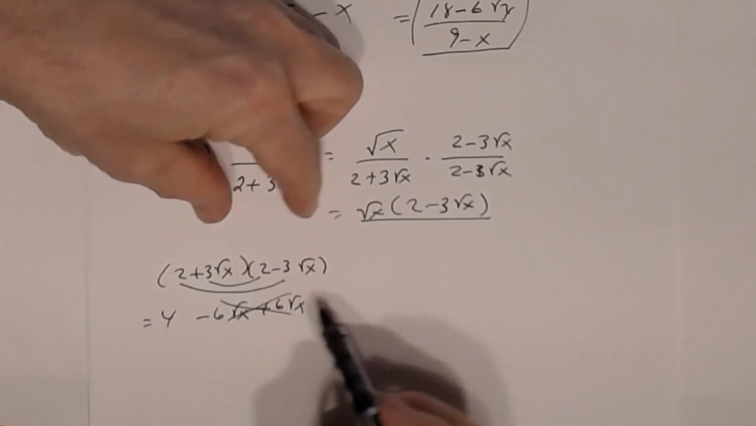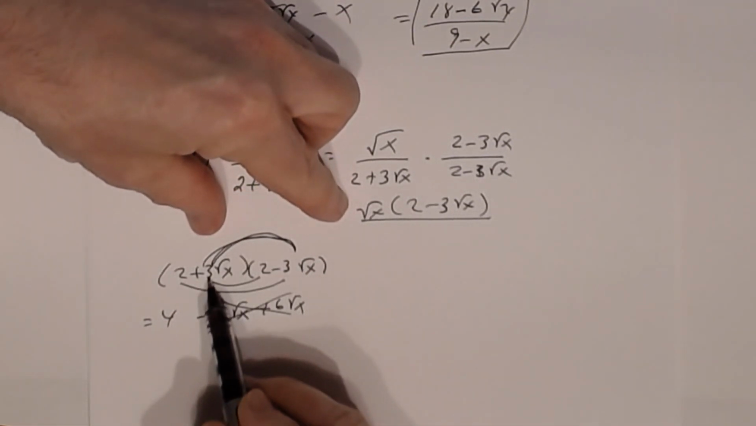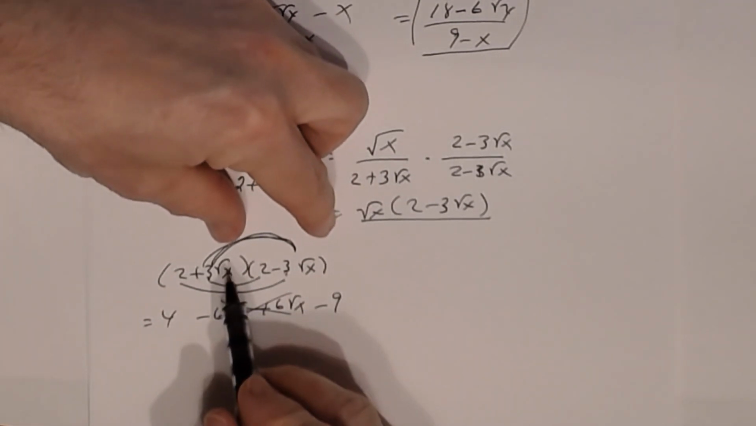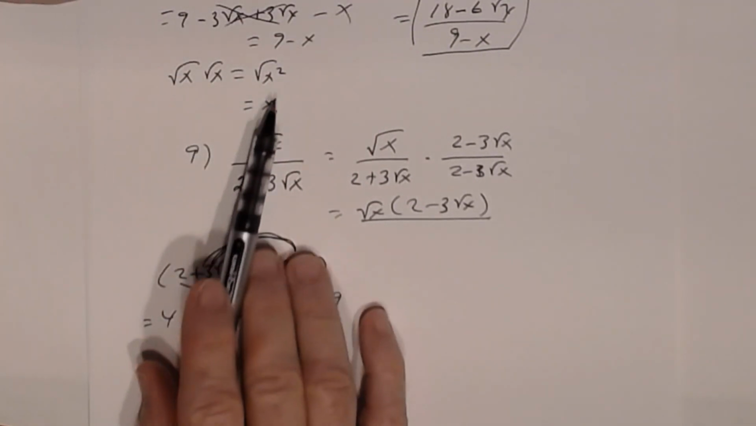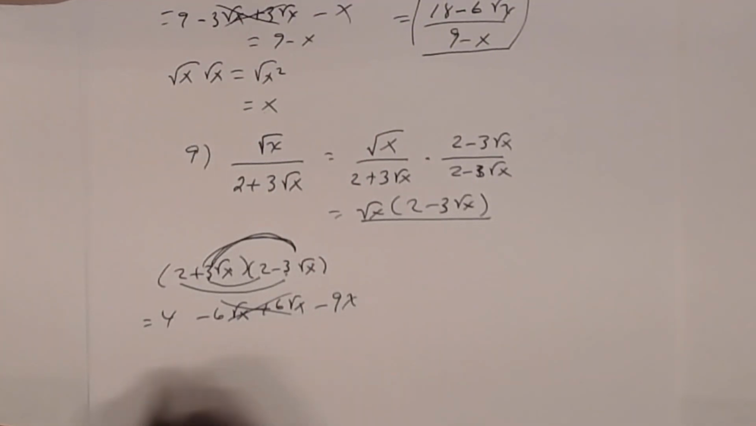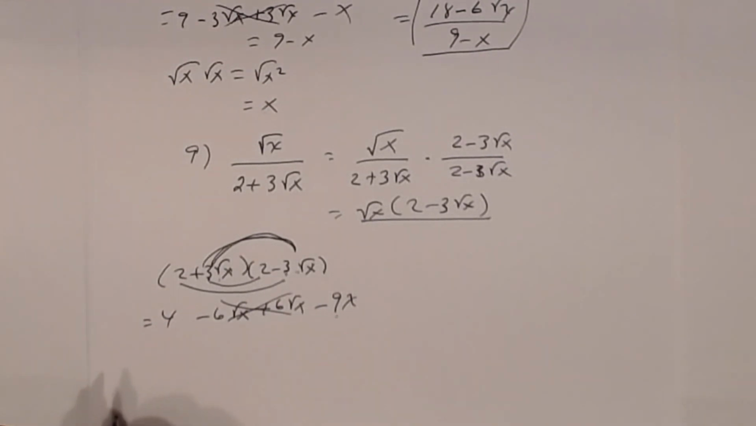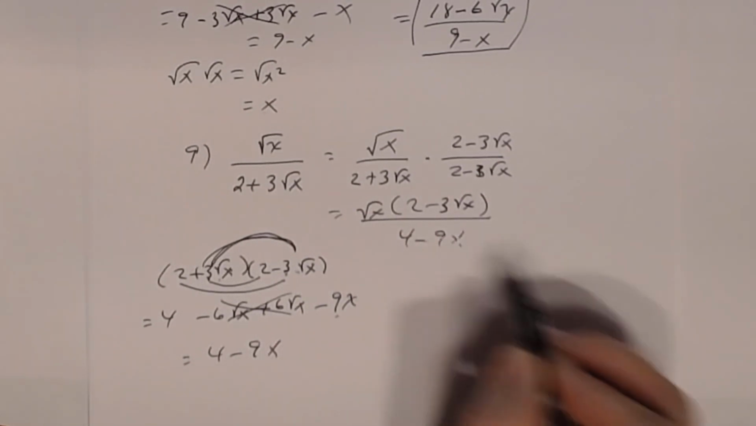Now with the last, you got to be careful. So here's your last right here, the last terms. A positive 3 times a negative 3 is a negative 9. And then the square root of x and the square root of x, we saw a while ago, is the square root of x squared, which is x. So this times this is just a negative 9x. And then you get 4 minus 9x, and that's all you can do. So this becomes 4 minus 9x.